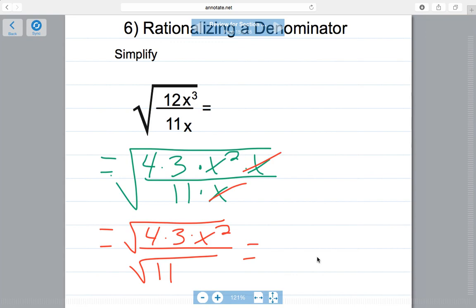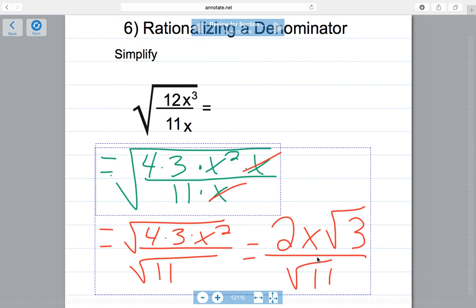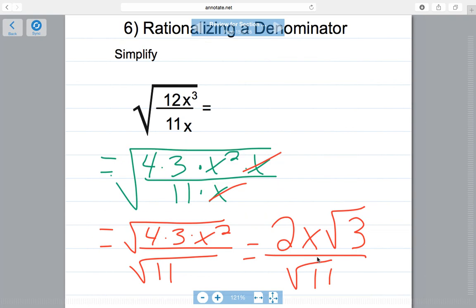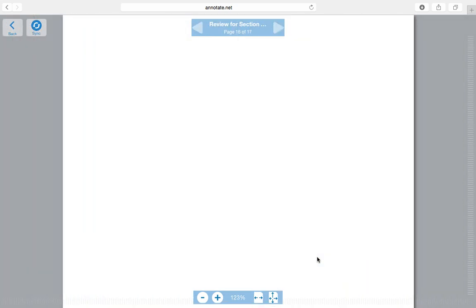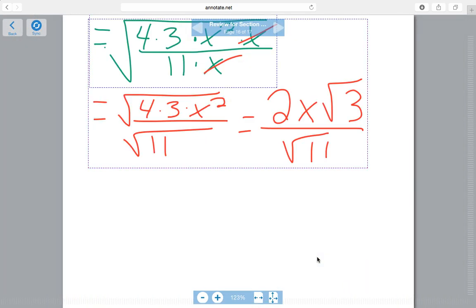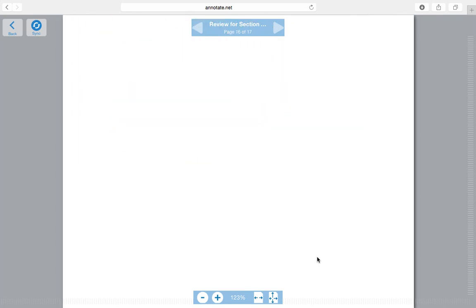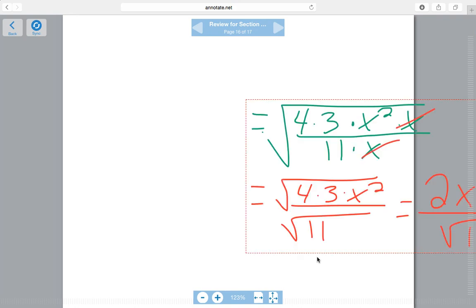So now you can take the square root of 4, which is 2. Square root of x squared is x. So you're left with the square root of 3 up top. And then you have the square root of 11. Now before you stop and say that's your answer, I'm going to paste this on another page. You have a radical in the bottom, and we don't want that. So we have to do one more step.